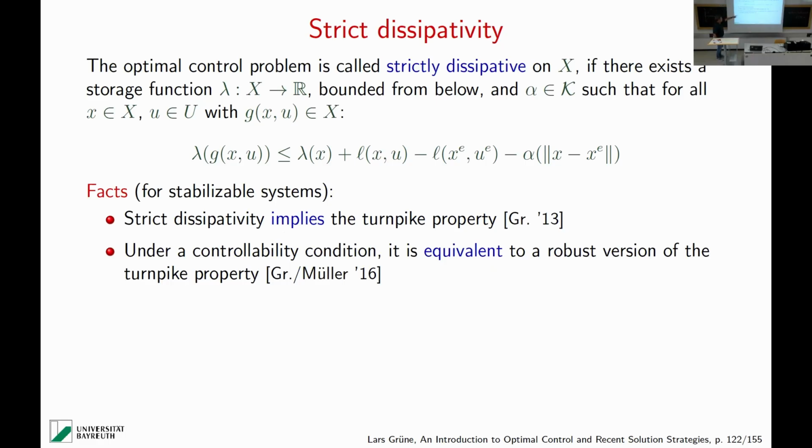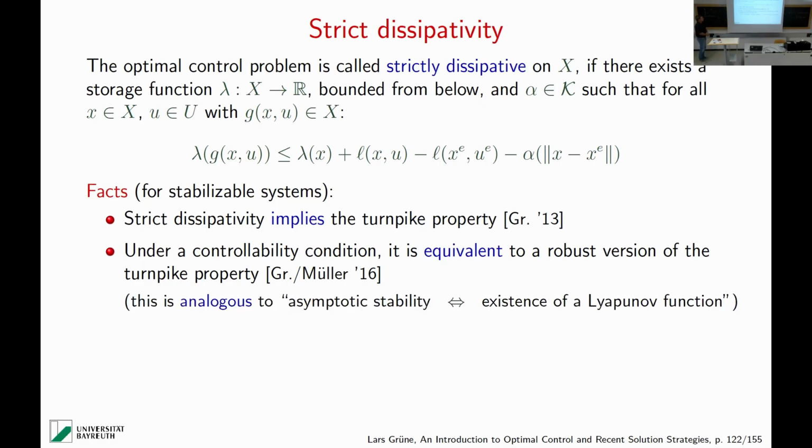and if we have a controllability condition on our system, it's actually equivalent to a robust version of the Turnpike property. Robust here means we see the Turnpike property not only for the optimal solutions, but also for near optimal solutions, which are optimal up to some epsilon. That's the robust version. If we have the Turnpike property, we know that there exists such a lambda, and conversely, if there exists such a lambda, then we have the Turnpike property. This is a bit analogous to asymptotic stability and the existence of a Lyapunov function. So that's the analogy here.